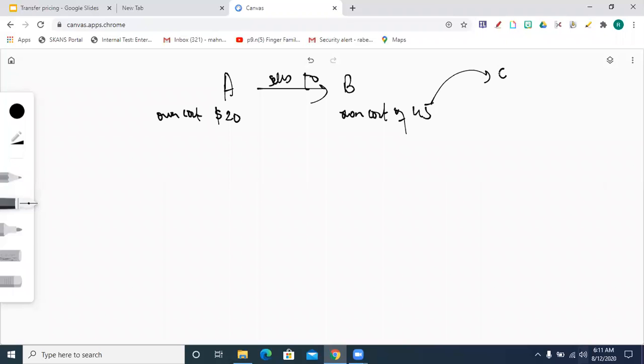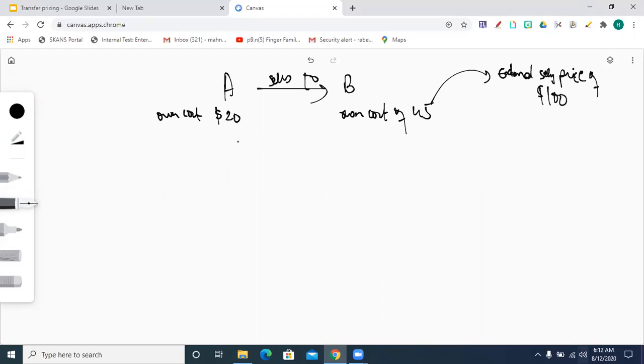Imagine a situation: there's one division A that sells to division B, and it has its own cost of 20. Division B, after buying components from division A, assembles, finishes and packs them. It incurs an additional cost of its own of 45 before selling to the external market at an external selling price of 100. So what should the transfer price be set at?